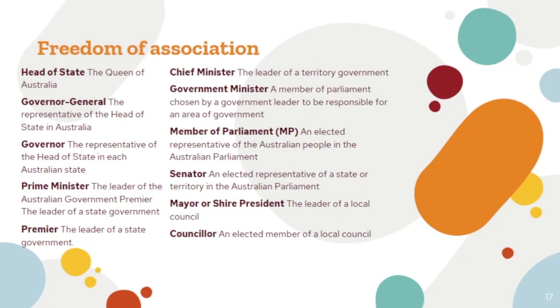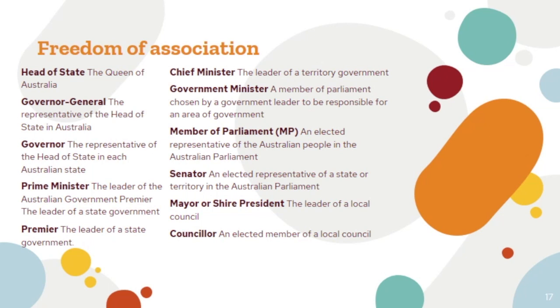Head of State: the Queen of Australia. Governor-General: the representative of the head of state in Australia. Governor: the representative of the head of state in each Australian state. Prime Minister: the leader of the Australian government. Premier: the leader of a state government. Chief Minister: the leader of a territory government.